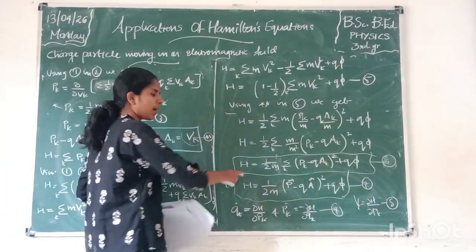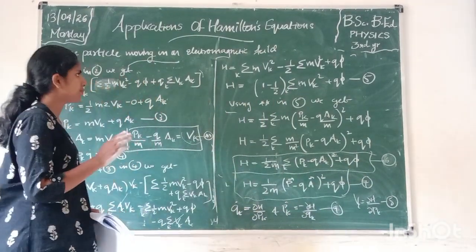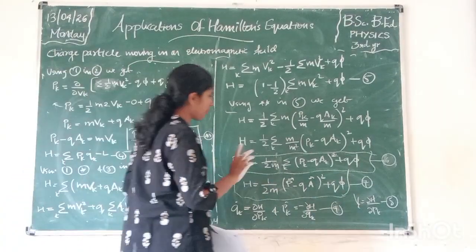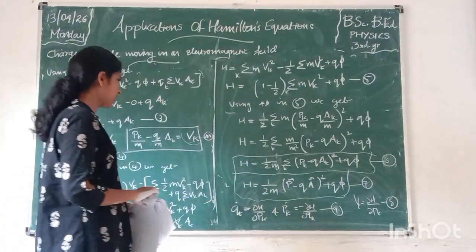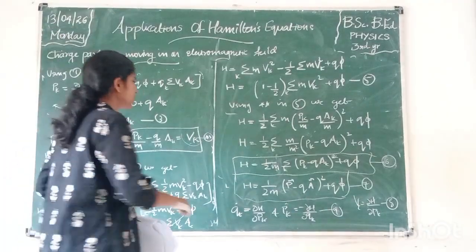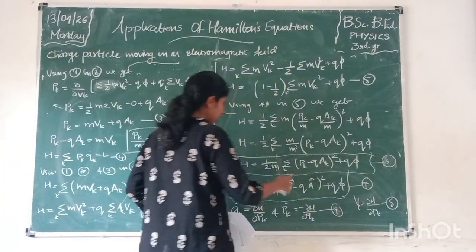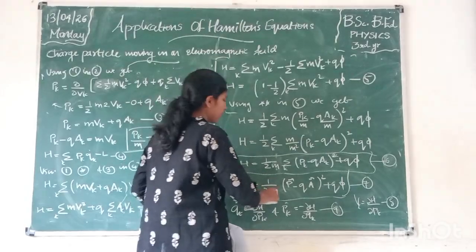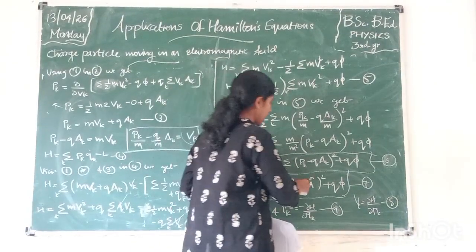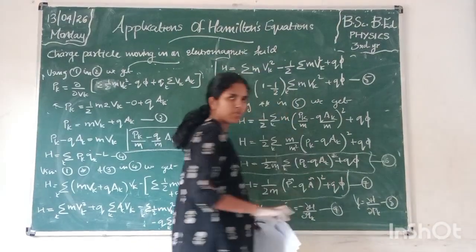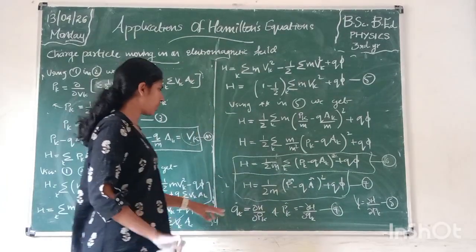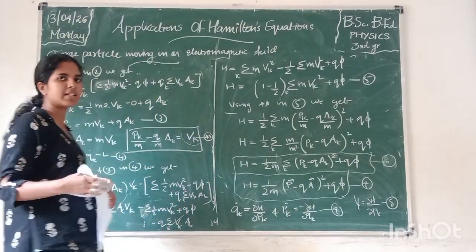This is the Hamiltonian for this charged particle in an electromagnetic field. And the next step, what we are doing is this summation term we are removing and we will get 1 by 2m into p minus qA the whole square plus q phi. Okay. So next we want to find the Hamilton's equations.